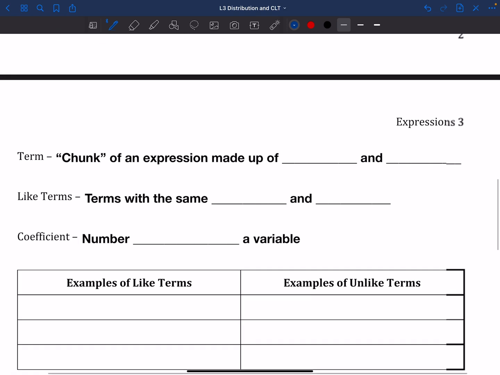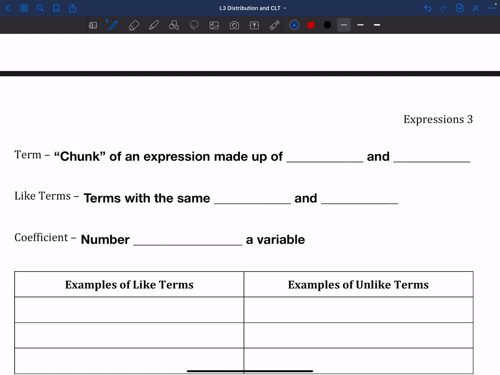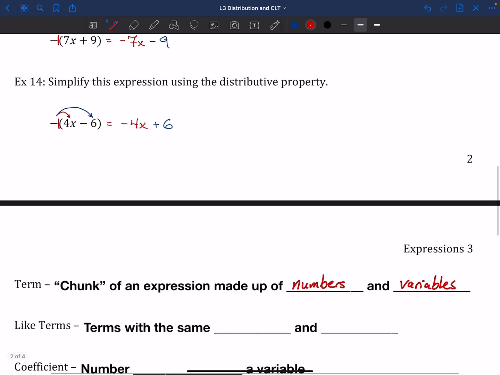We still have to talk a little bit about like terms, right? So what is a term? Right? It's one of those chunks of an expression made up of numbers and variables. All right, so you could have 3x, you could just have 3, you could just have x, right? It can be some combination of numbers and variables, and that's what makes a term, right? On that last problem we just did, the 2 chunks, right? Negative 4x is a chunk. 6 is a chunk, right? Each one of those is made up of numbers and variables, right? Those are 2 different terms that we've got.